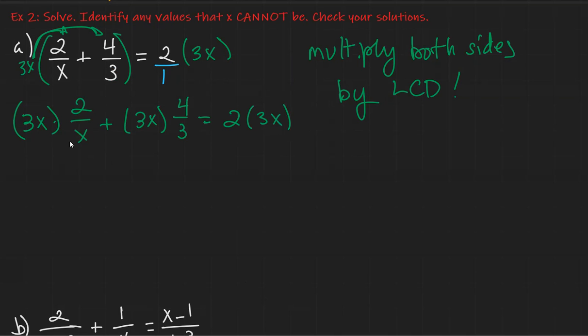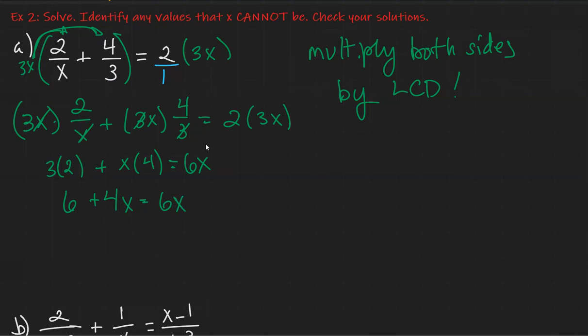So before we multiply, let's see if we can simplify a little bit. These x's can definitely divide each other out. So here I'm just left with 3 times 2. Plus, I can simplify these 3's out. Here I'm just left with x times 4. And then on the right-hand side, this is just going to be 6x. Okay, cleaning it up a little bit more, I get 6 plus 4x equals 6x.